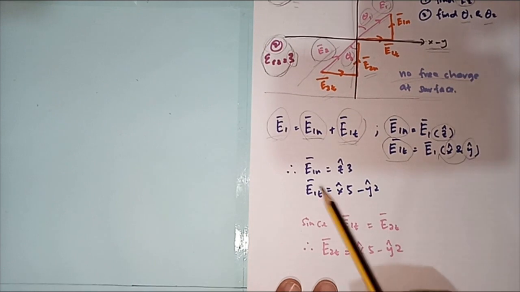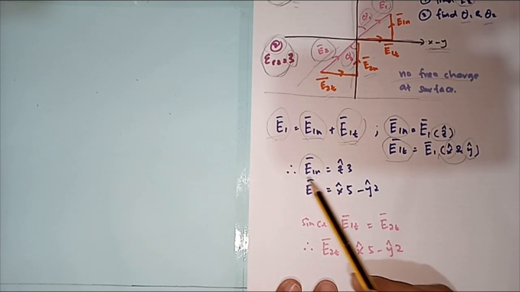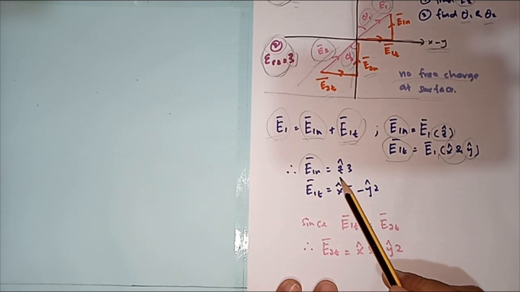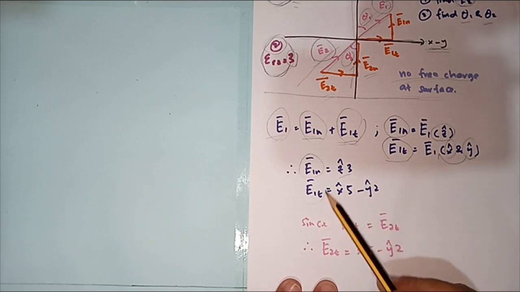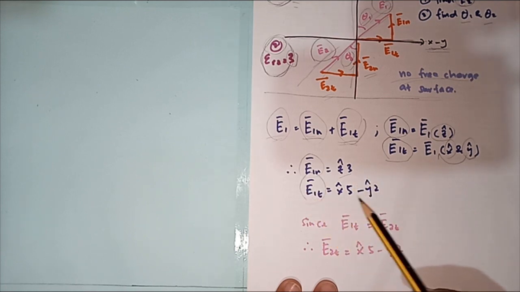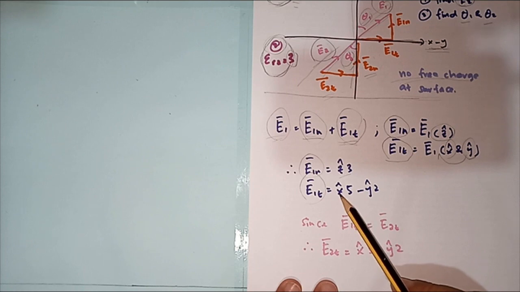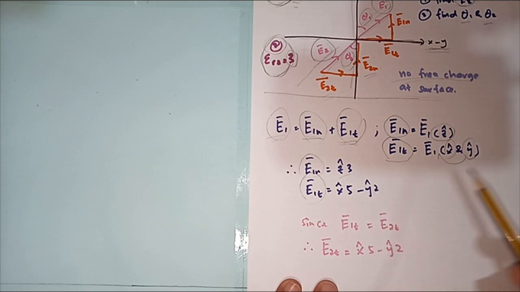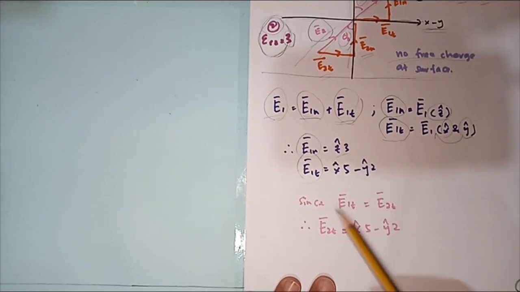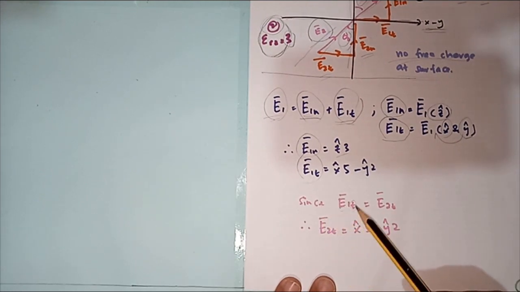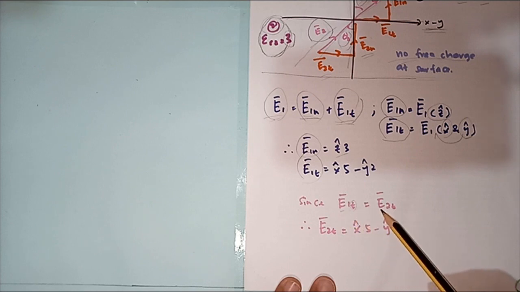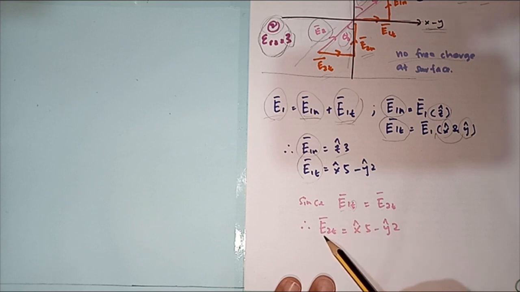Therefore, the normal component for the vector E1 is equal to z cap 3, and the tangential component for the vector of E1 is equal to x cap 5 minus y cap 2. Since the vector of E1 tangential, or E1t, is equal to the vector of E2t, we have the expression for the vector E2t equal to x cap 5 minus y cap 2.